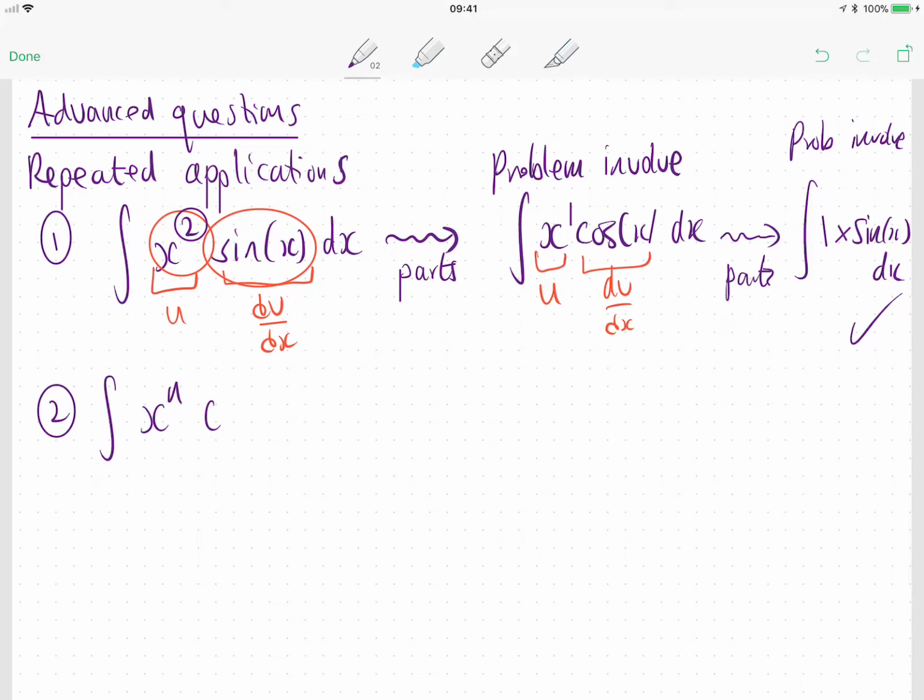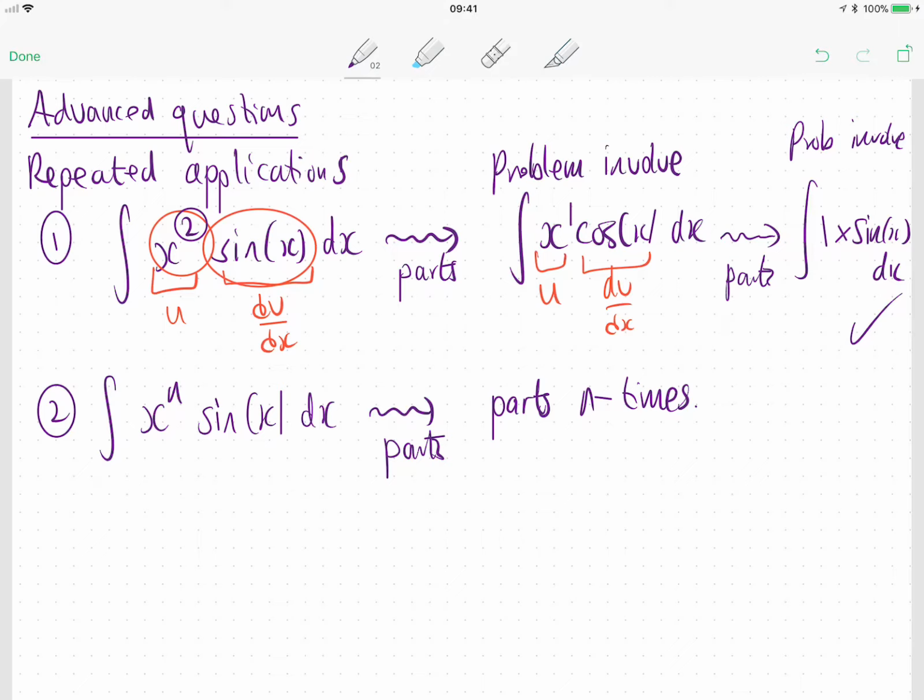Typically, if you have some power of x in front of sine, every time you use the parts formula, that power is going to reduce by 1. So you're going to have to use parts n times to solve this. It's going to get very, very messy for large n. I just want to highlight that some of these problems you might need the formula twice. It doesn't get prettier, I'm afraid to say.